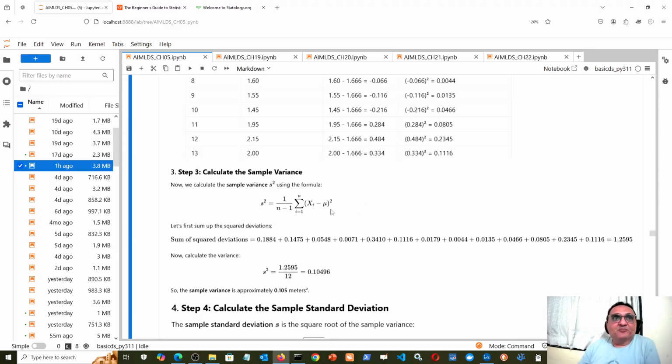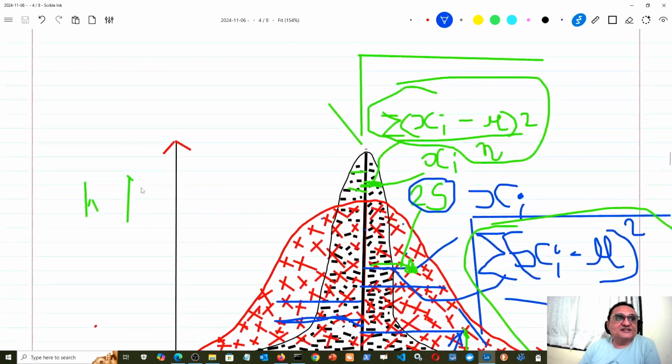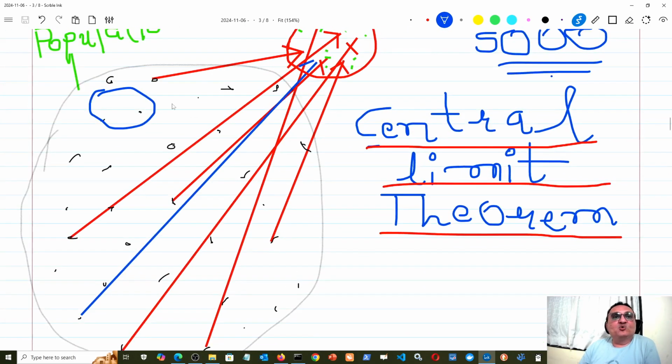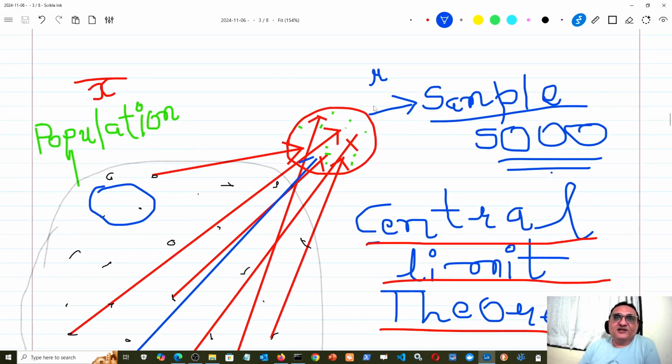But remember, for population, it is not possible to do in most cases, because I told you the example of Amazon or Walmart. So the population will be 2 million customers' data. So you cannot calculate for the population. You can always calculate for the sample only.